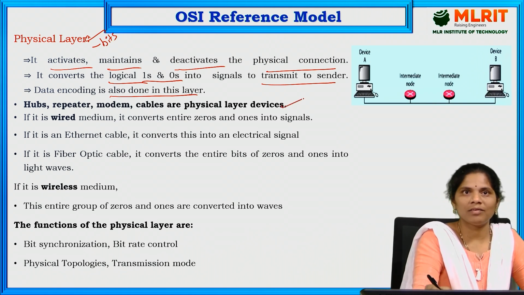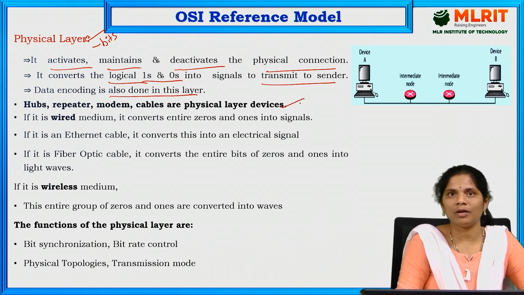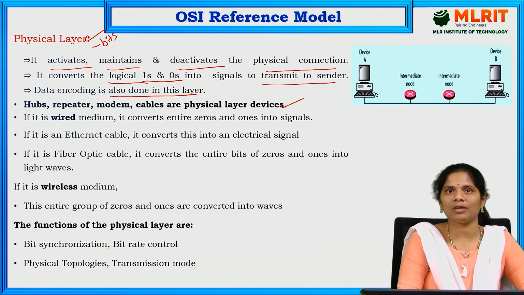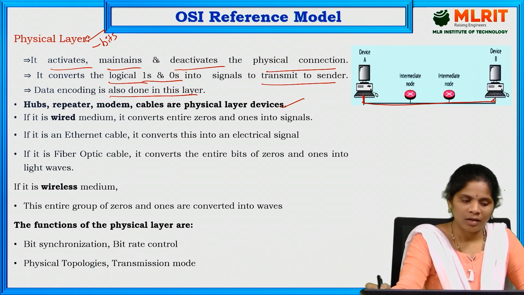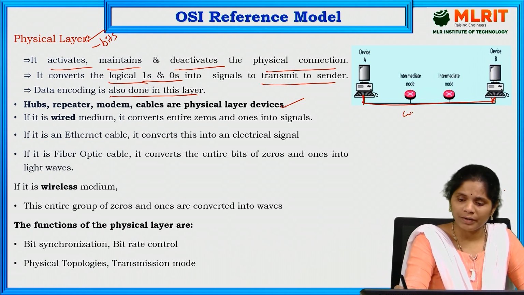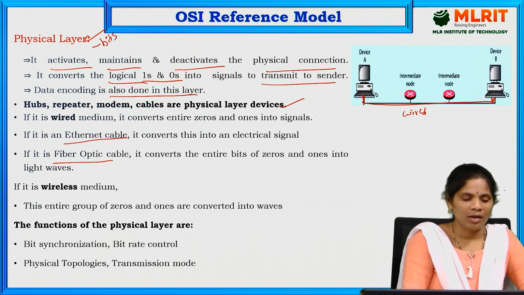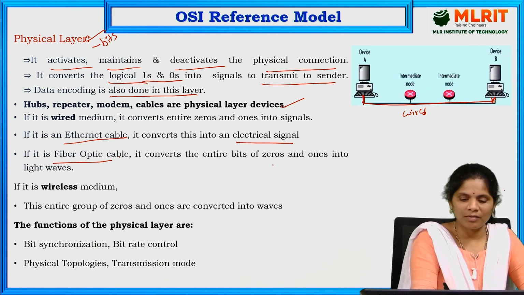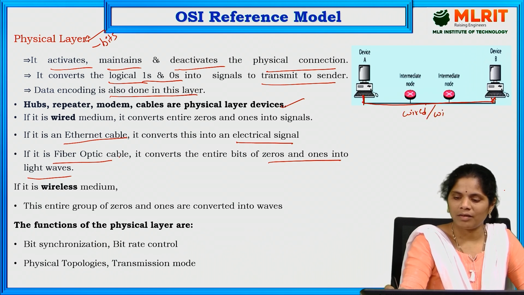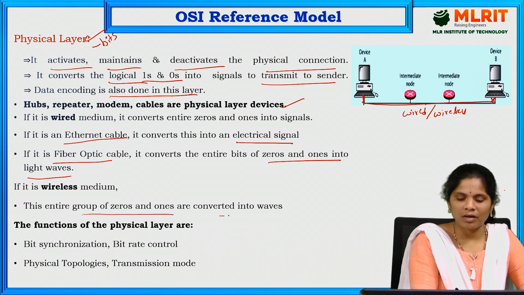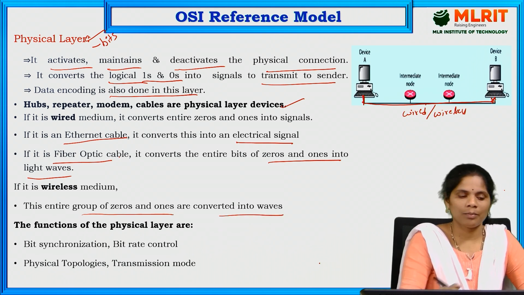Mainly the devices used in the physical layer are hubs, repeaters, modems and cables. If data is being sent from this device to here over a wired medium, we use Ethernet cables and fiber optic cables. Ethernet cables convert the data into electrical signals. Fiber optic cables convert the zeros and ones into light waves. If the medium is wireless, the zeros and ones are converted into waves. That is the main aim of the physical layer.